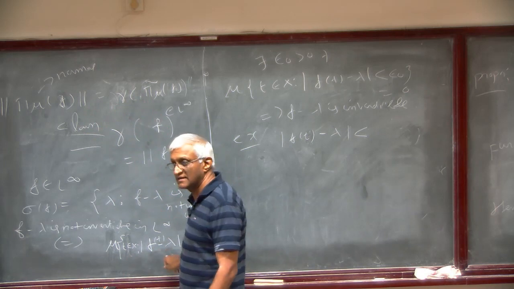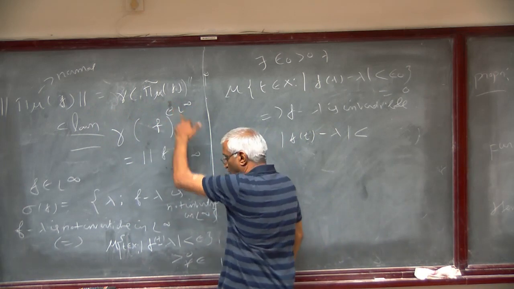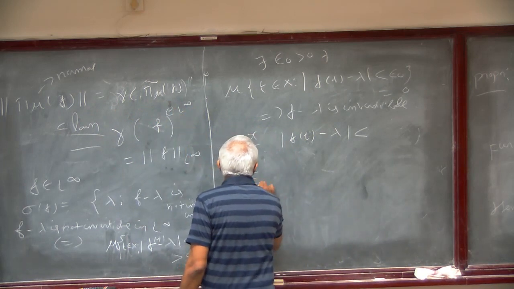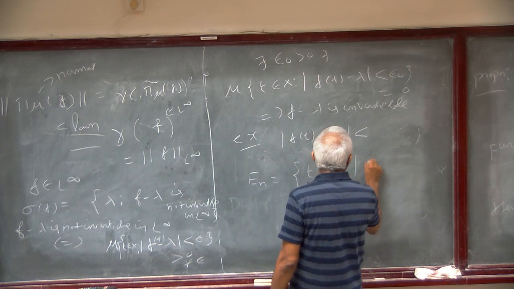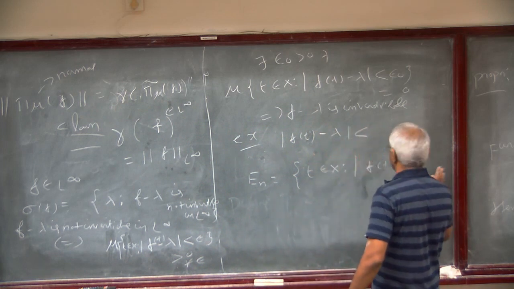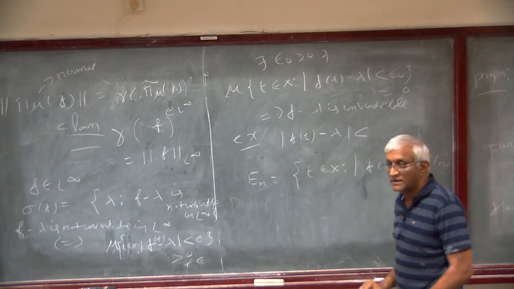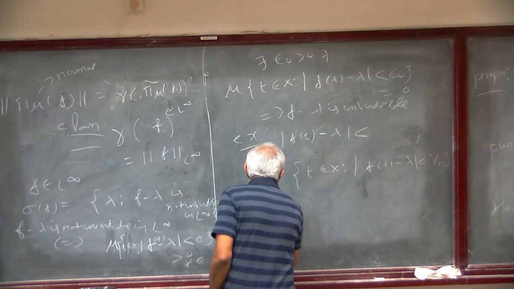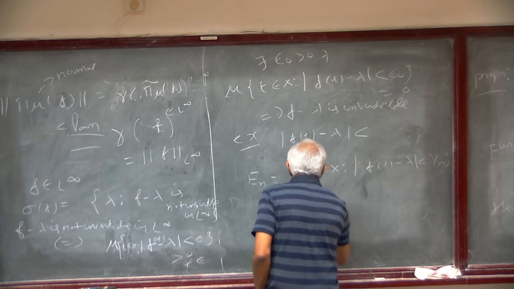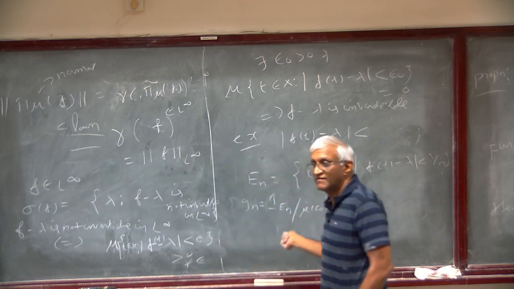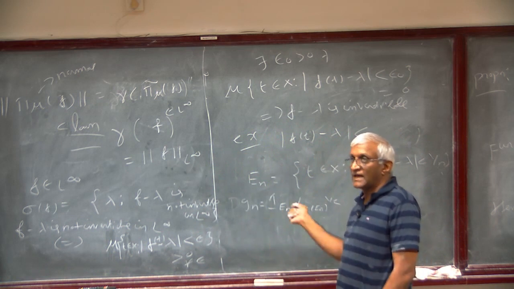This is all those lambdas. I just want to say that this is actually equal to this also. Why? Consider En equal to all those t in X such that F of t minus lambda is less than 1 by n. Then, same idea, Gn equals 1 by n divided by mu of En to the power half. The same thing, you call it Gn. This will give an approximate eigenvector.